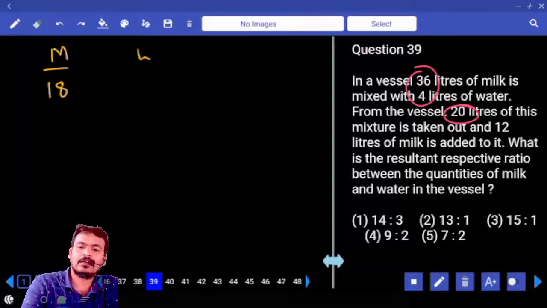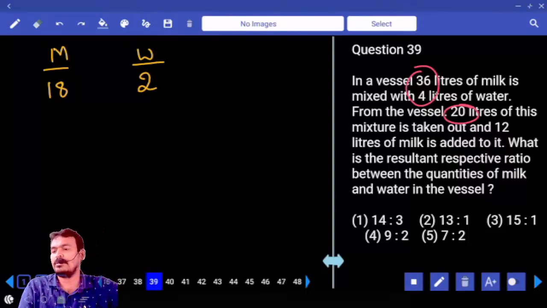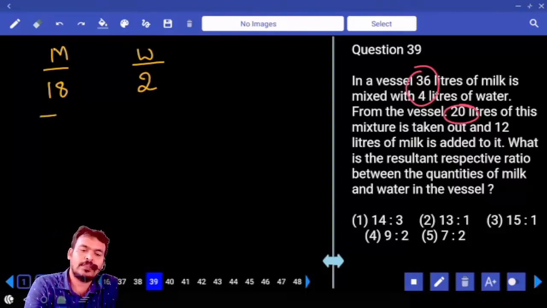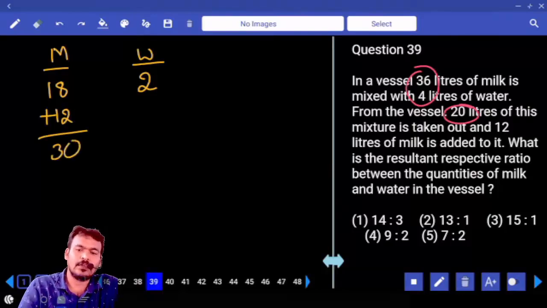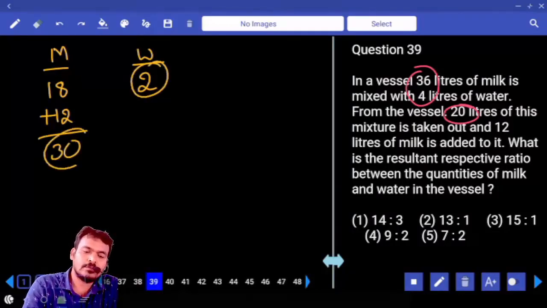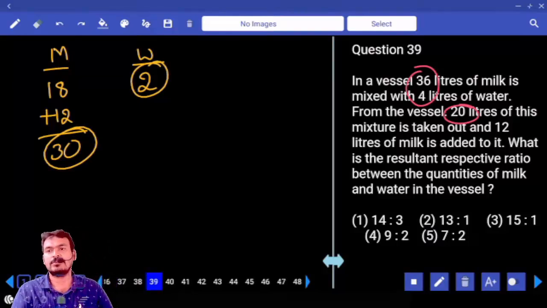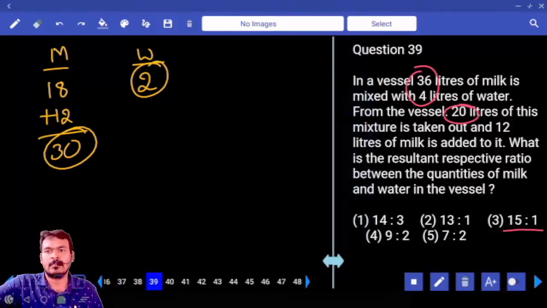What is the initial water? 4 liters. In that half value are removed. What is the remaining water? 2 liters. Again, how many liters of milk is added? 12 liters or not? 18 plus 12, 30. Milk 30, water 2 liters. What is the ratio? 15 is to 1.